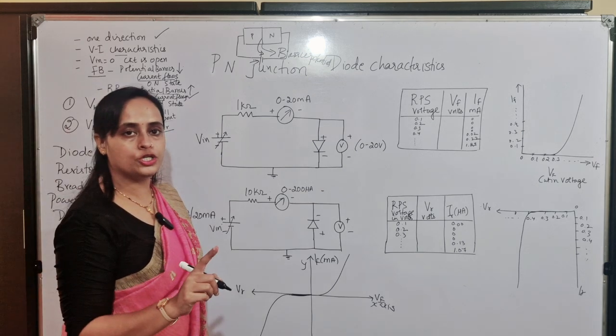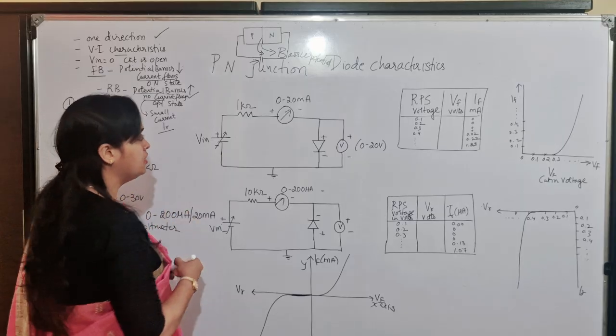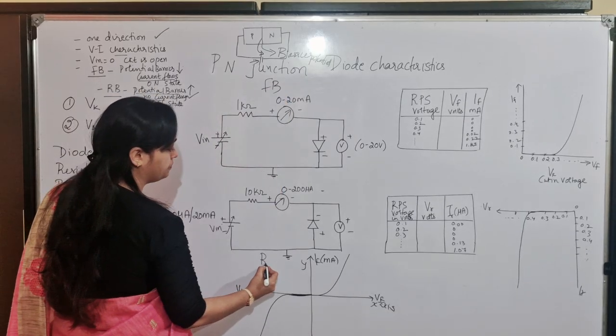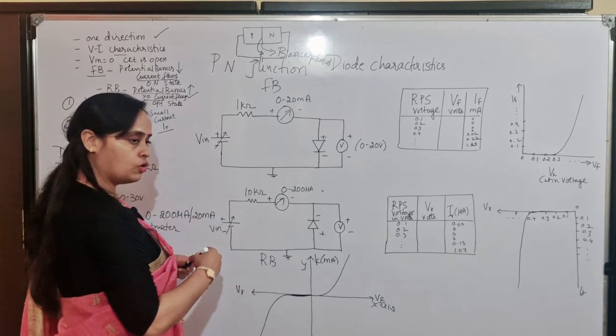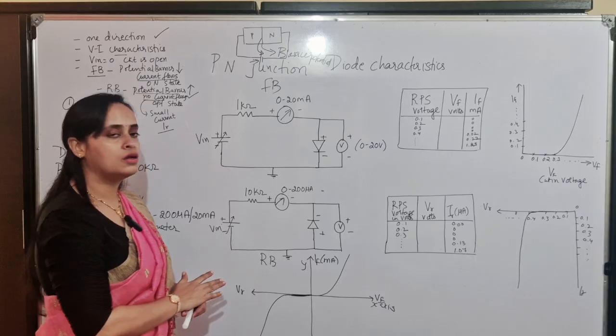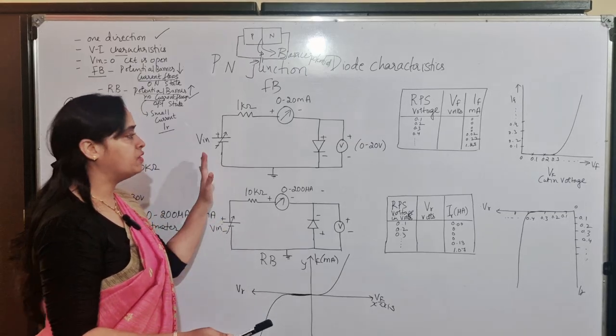So now one thing you should understand, we are biasing to get current. Two types of biasing. This circuit is for forward bias and this circuit is for reverse bias. So this much of theory will help you to answer viva questions which have been asked on this experiment. Let's understand forward bias circuit.